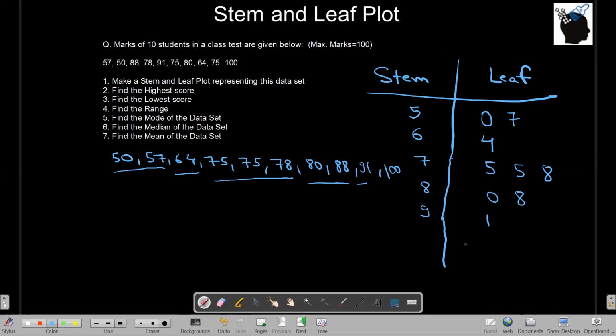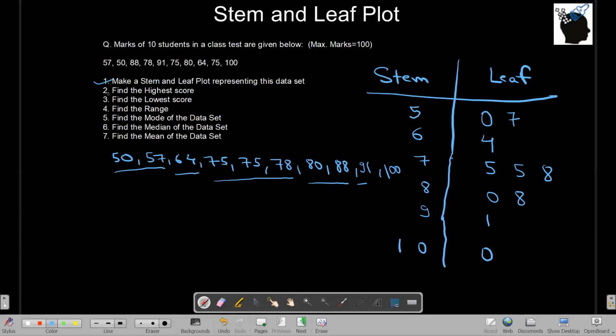So as discussed, we'll take the units digit separately. So we are going to write 0 here. And whatever is left, we're going to write under stem. So under stem, we're going to write 10. Now let's go ahead and start answering the question. So first question we have already answered. We have already plotted the numbers in stem and leaf plot.